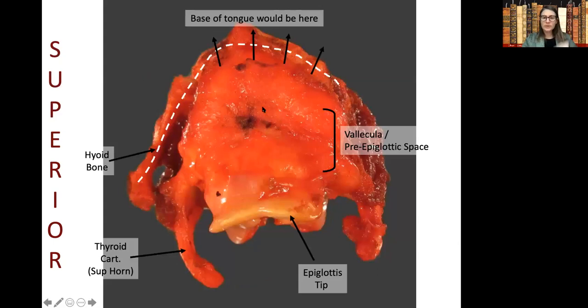Looking from superiorly, we do see, again, the hyoid bone with the white line. We see that the base of tongue would be anterior to the epiglottis, in this case, the upper part of the picture. The tip of the epiglottis is now on the lower part of the picture. And of course, the vallecula, which would connect the base of tongue to the epiglottis. Underneath the vallecula is essentially the pre-epiglottic space, and we will talk about that a little bit later. We also see on either side the superior horns of the thyroid cartilages.